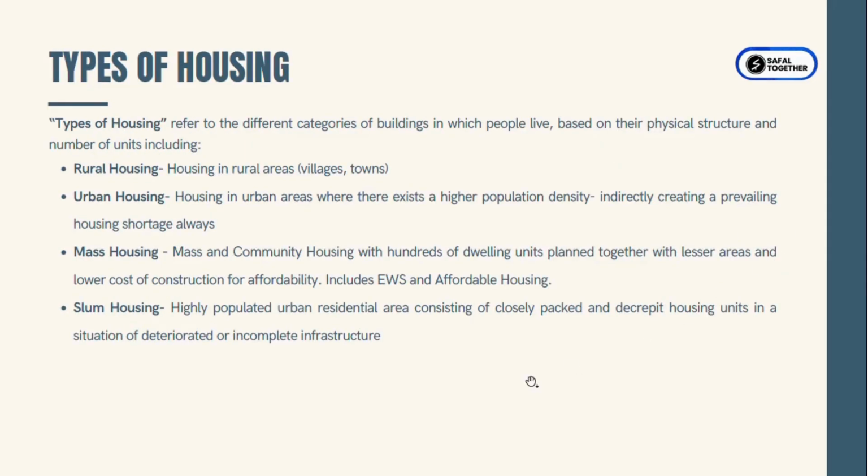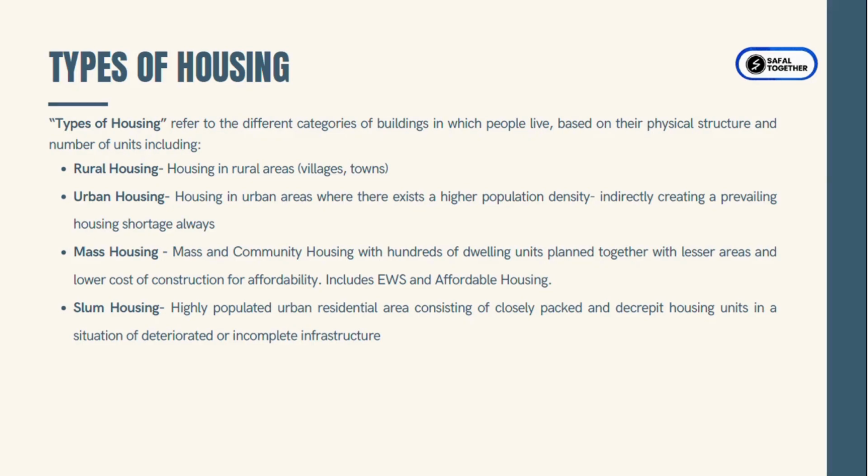Coming to the main topic of our video, the first is the types of housing. There's a very minor difference between the terms types and typologies. Types of housing talks about the different categories of buildings where people are living based on the physical structure, number of units, etc. Examples are rural housing, urban housing, mass housing, slum housing, etc. Rural housing refers to the houses in the rural areas, which are villages and towns.